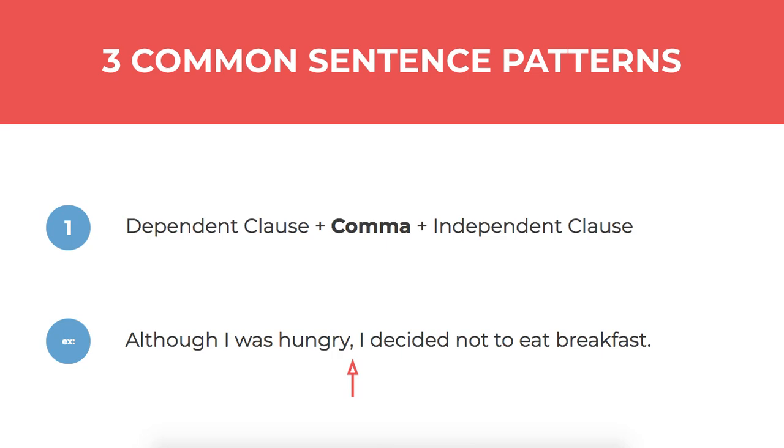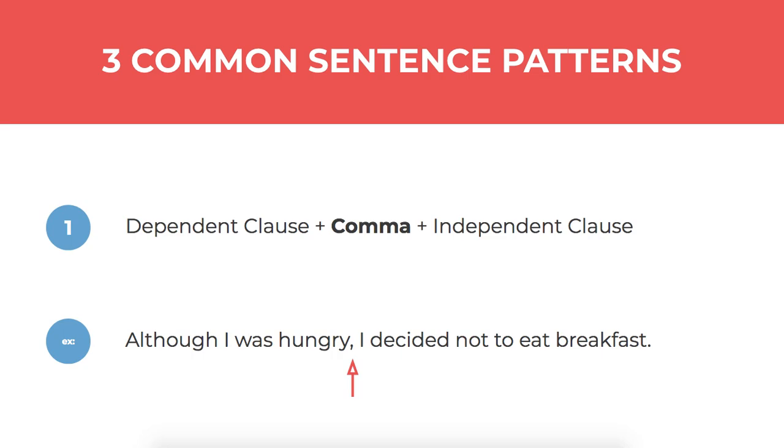Let's look at the first one. All right, in this pattern, we have a dependent clause plus a comma plus an independent clause. Now, if we think back, a dependent clause is not a complete sentence by itself, but an independent clause is. So what we have is a partial sentence plus a comma plus what could be a sentence. Let's look at the example. Although I was hungry, comma, I decided not to eat breakfast.